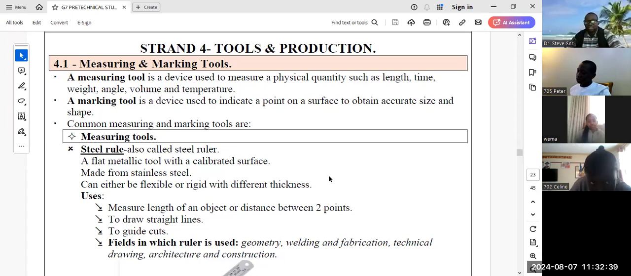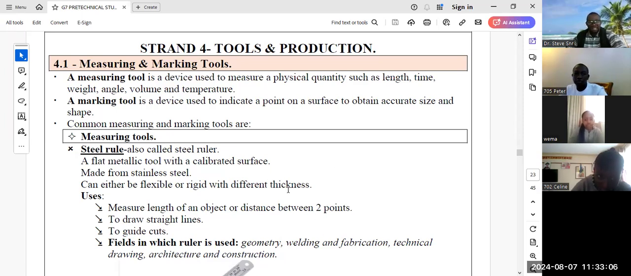We have examples for various categories. For the measuring tools, we had looked at the steel rule. We also looked at the tape measure. Before we continue with today's work, a continuation of the various tools in the measuring category, for those who had not captured anything, you can capture very quickly. Let me give you 10 to 15 minutes before we can continue.